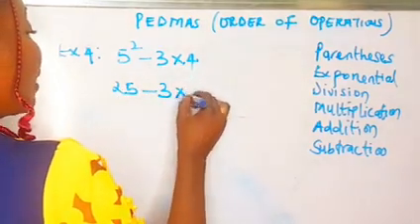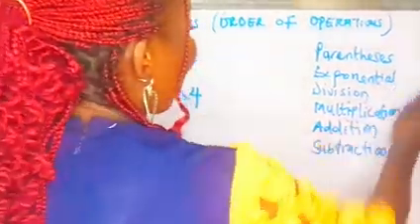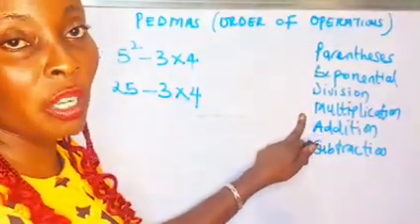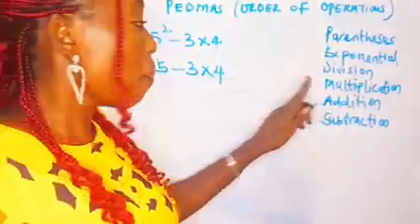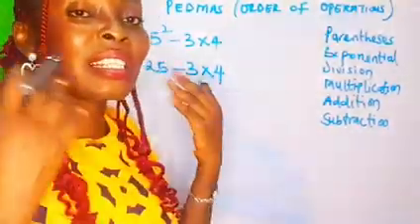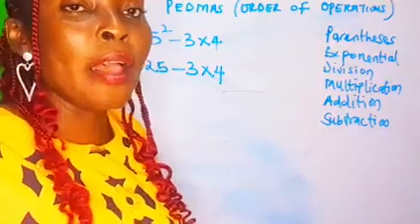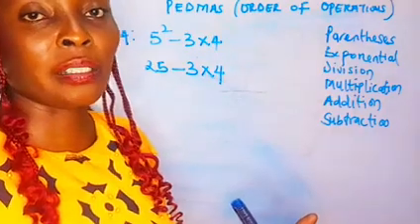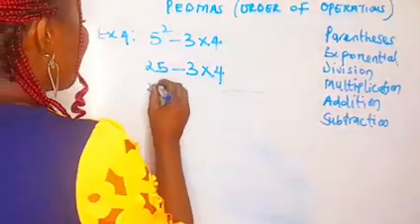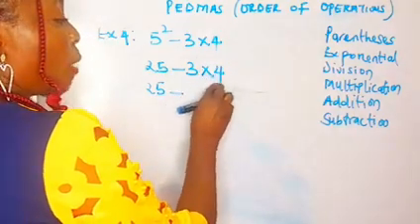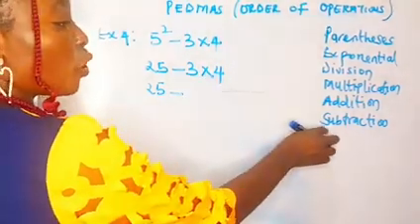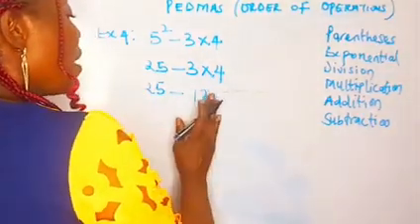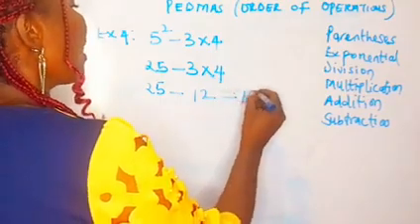Minus 3 times 4. So we are done with exponential. There is no division. The next operation is multiplication. So we take our multiplication first before subtraction, because subtraction is the last operation you must always perform in mathematics, except when it is in a parenthesis. So we have 25 minus 3 times 4, and because multiplication comes before subtraction, 3 times 4 gives us 12. Then we have 25 minus 12, and our answer is 13.